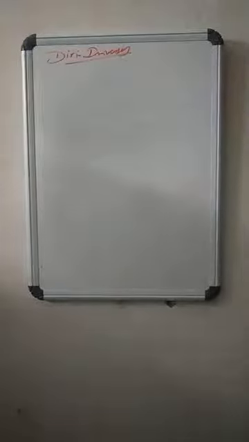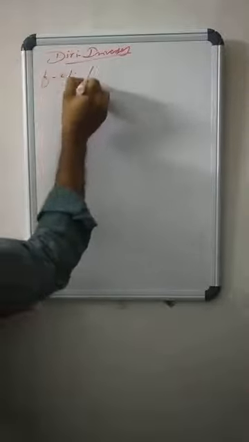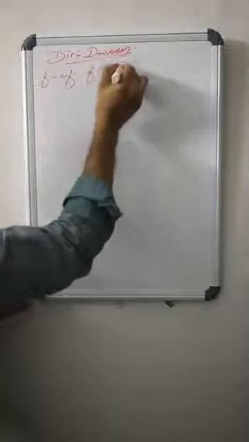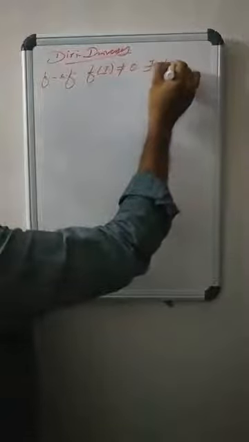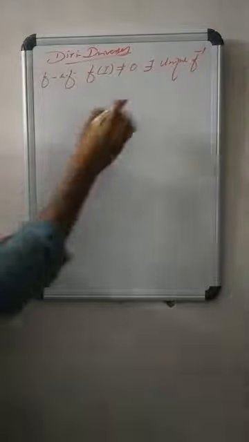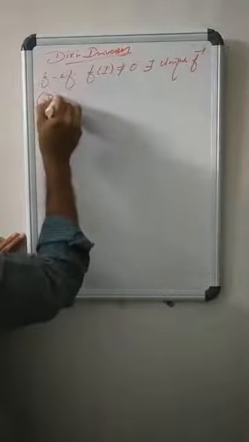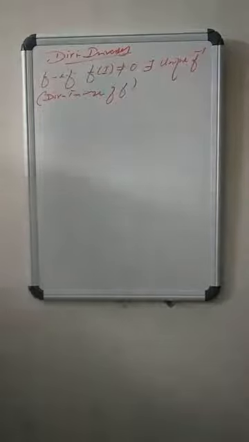So, if f is an arithmetical function with f of 1 differing from 0, then there is a unique arithmetical function f inverse, which is called the Dirichlet inverse of f.